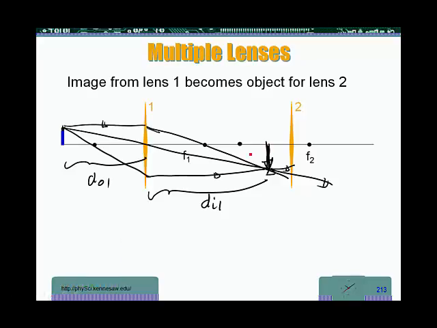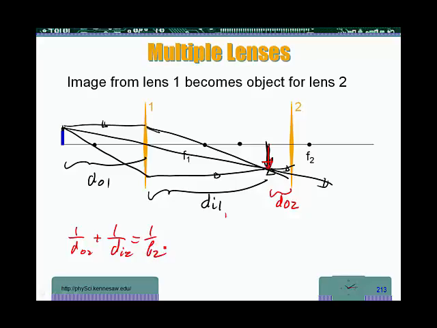Okay, let's go back to a different color. Like last time, this is going to be DO for the second lens. And we have to figure it out depending on what else is given for us. And then we can try to find the image resultant from that lens by using the equation 1 over DO2 plus 1 over DI2 is equal to 1 over F2.